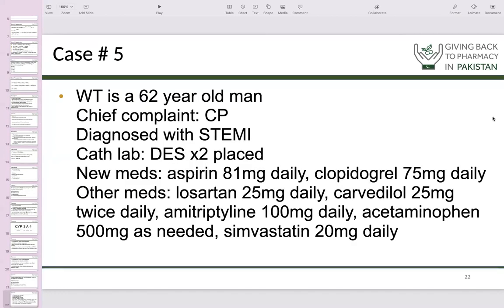So we have another case, moving on to the next domain. WT is a 62-year-old man with a chief complaint of chest pain, diagnosed with STEMI. In the cath lab, a drug-eluting stent was placed, and new medicines are aspirin 81 mg and clopidogrel 75 mg. Other meds include losartan 25, carvedilol 25 twice daily, amitriptyline 100 mg daily, acetaminophen 500 mg as needed, and simvastatin 20 mg daily. Simvastatin, as we know, is also a strong inhibitor of the CYP3 family.